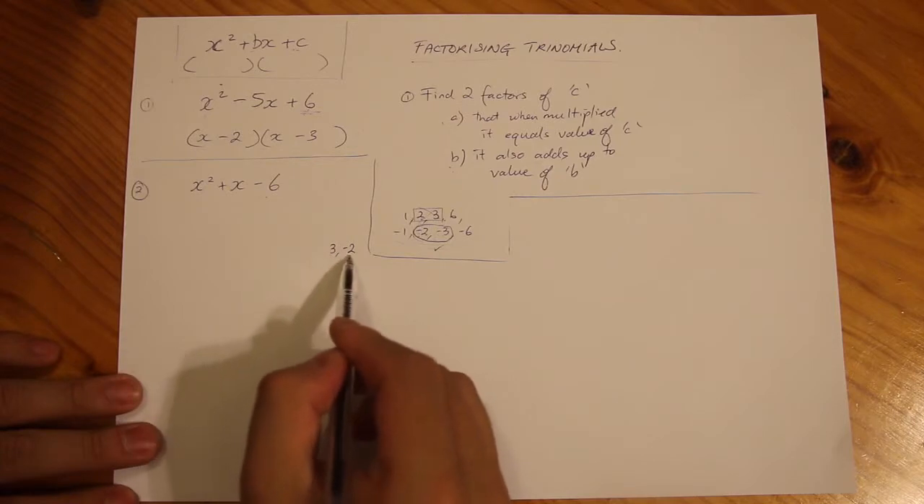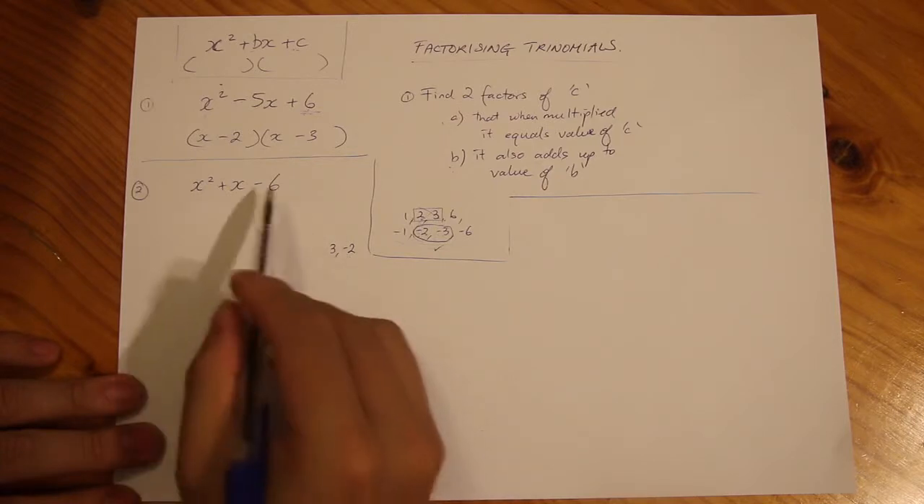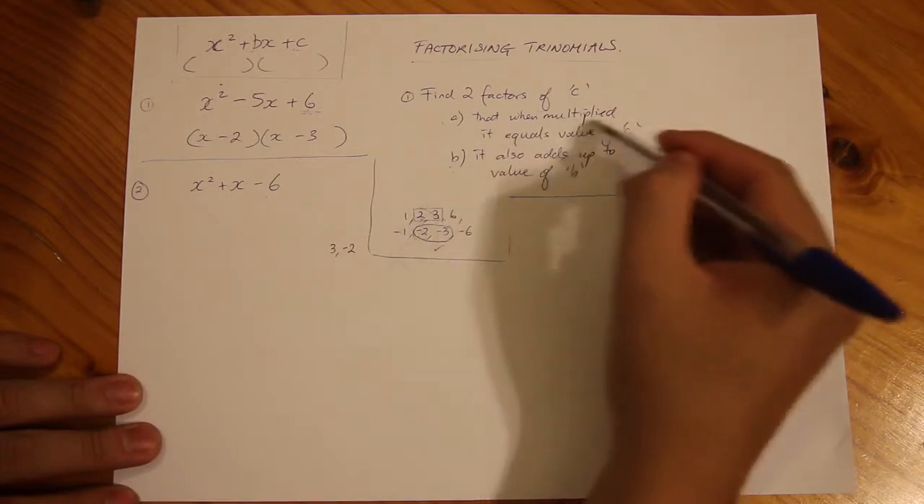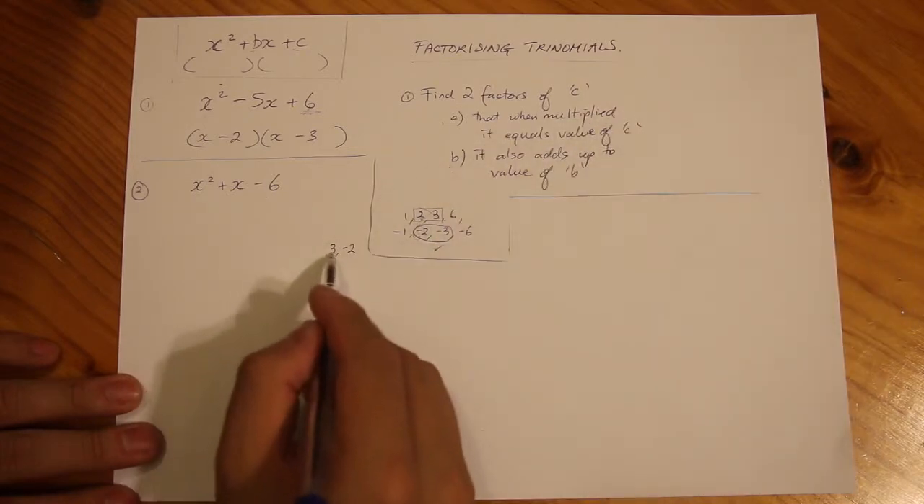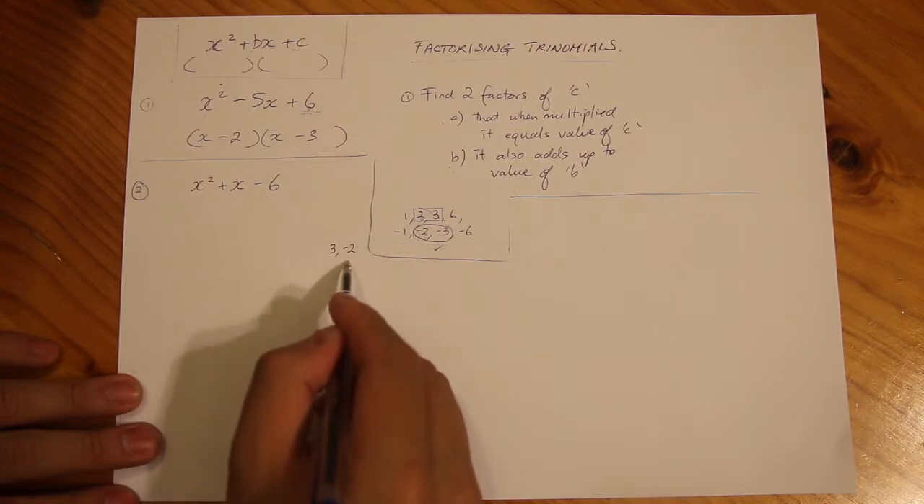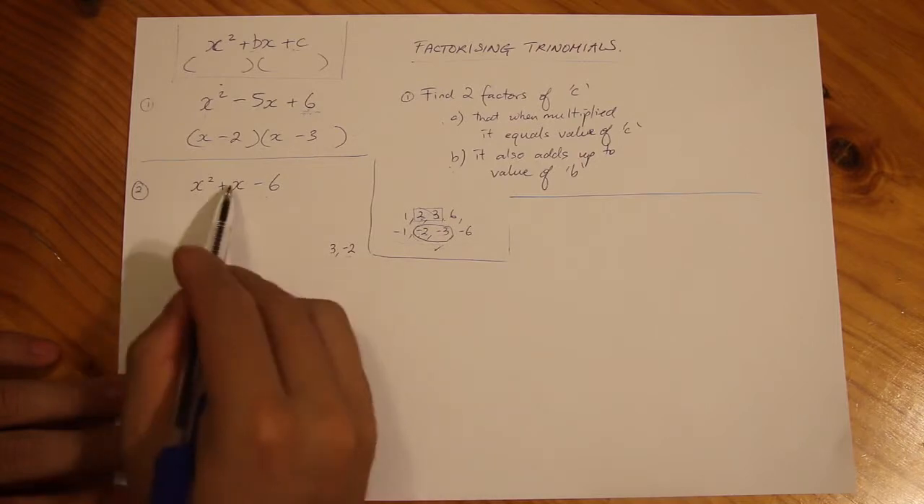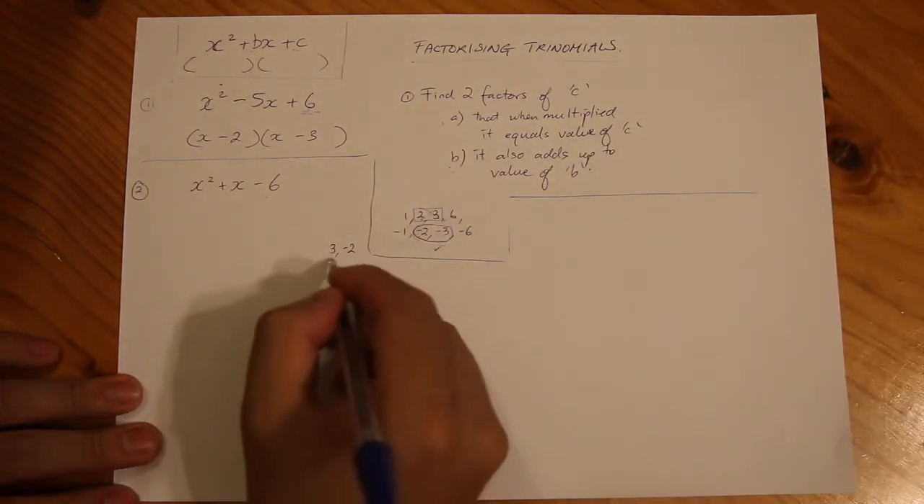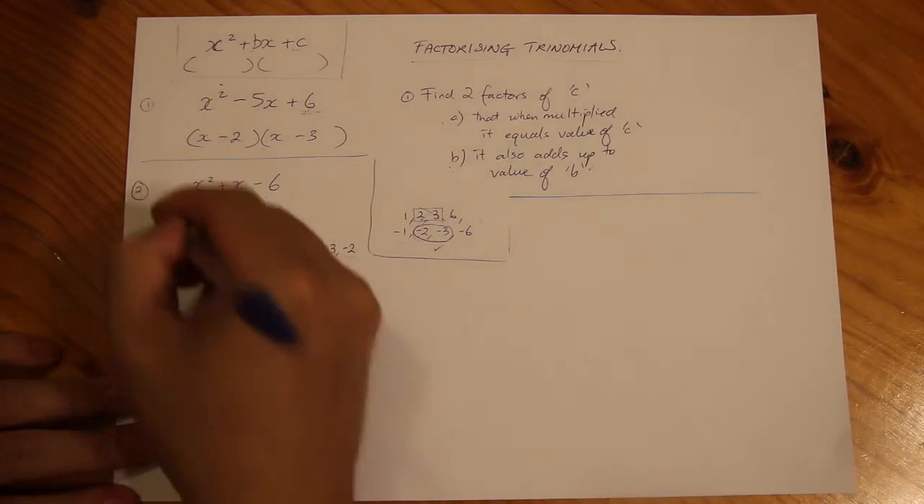So if I multiply 3 and negative 2, it does give me negative 6. So that gives a tick for the first criteria. If I add the two numbers together, 3 minus 2 gives me 1. That fits the second criteria. So that is a goer.